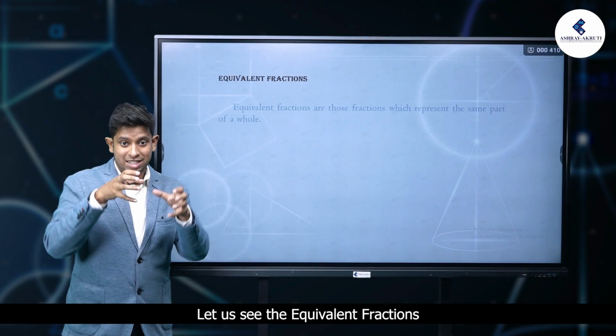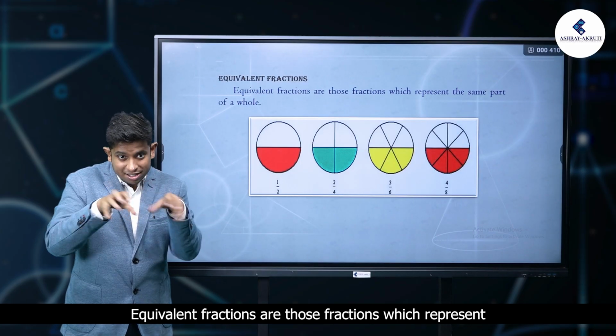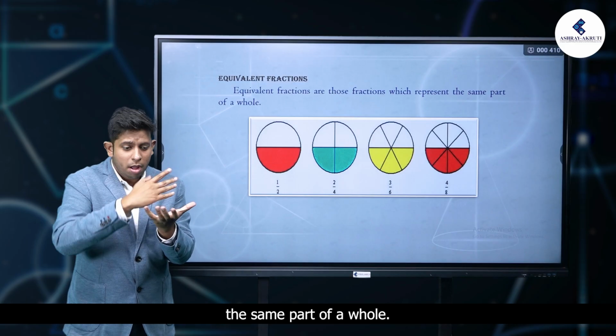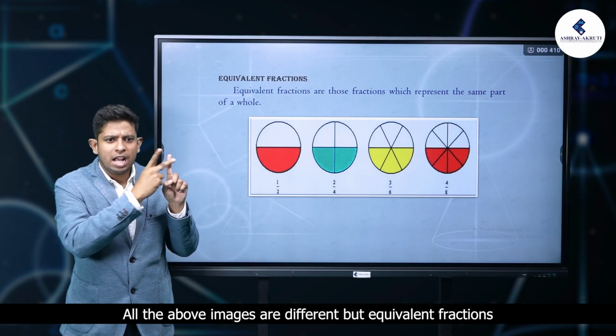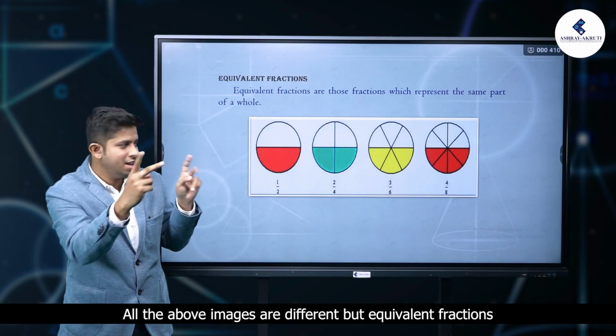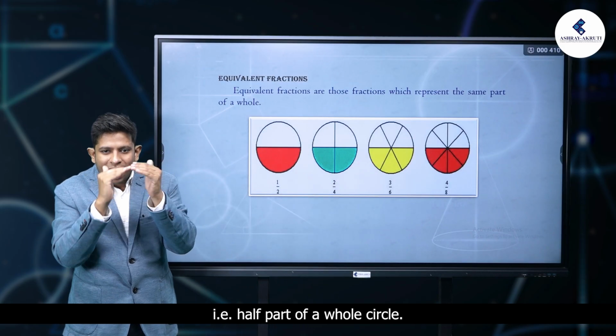Let us see the equivalent fractions. Equivalent fractions are those fractions which represent the same part of a whole. All the above images are different but equivalent fractions as they represent the same, that is half part of a whole circle.